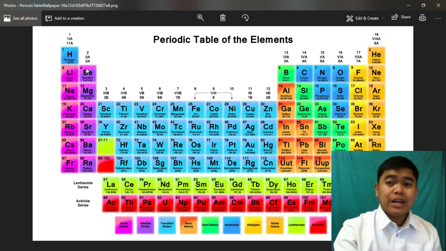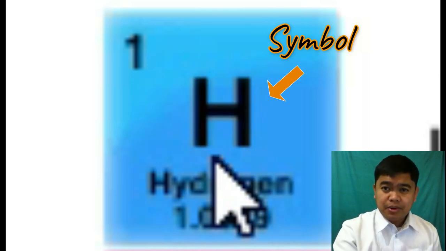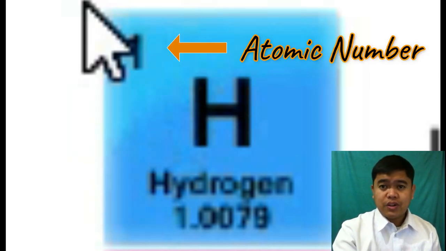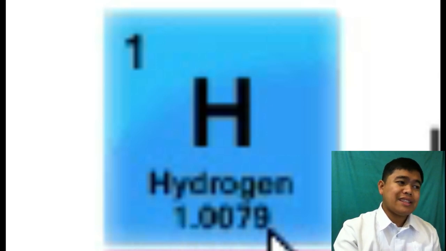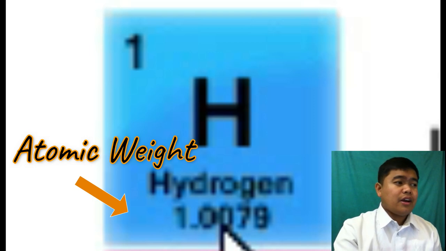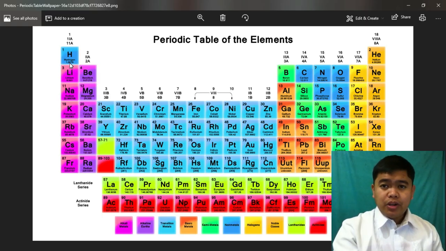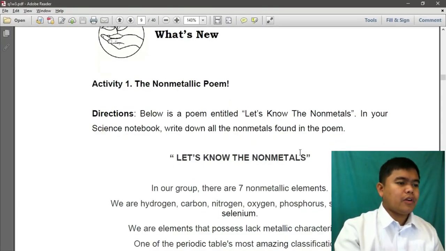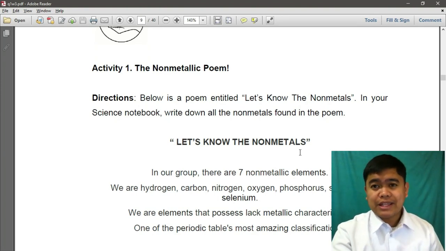Okay, like for example, this first element here. This big letter H is the element symbol, and the name is hydrogen. And the number at the top left corner, which is 1, is the atomic number of hydrogen. And we can also see that there's a bunch of numbers below, so this is the atomic weight of hydrogen. We can see a lot of information in the periodic table of elements, and it is very handy. In our periodic table, it also shows 3 major groups of elements: metals, nonmetals, and the metalloids. Okay, so now you've seen the overview of the periodic table. Now, we will do activity number 1, the nonmetallic bomb.